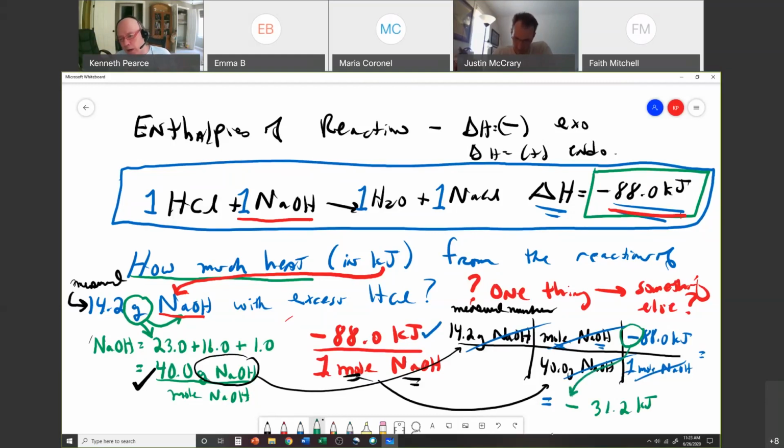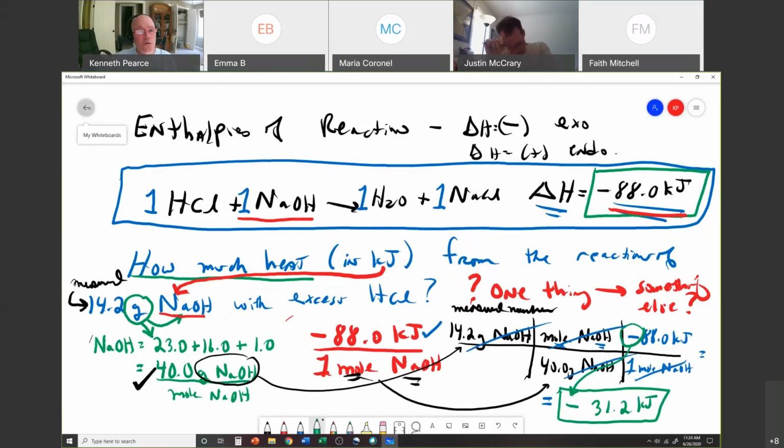So when I put this in my calculator, I literally went 14.2 times 88 divided by 40, and then I put the minus sign back on. You can put the minus sign on in your calculator. It's just my personal bad habit, all right? But I do know I have a minus sign here. Everything else is positive, so our answer should be minus, and so that's minus 31.2 kilojoules from the reaction of 14.2 grams sodium hydroxide with excess hydrochloric acid. Okay, all right. So let's do another one.